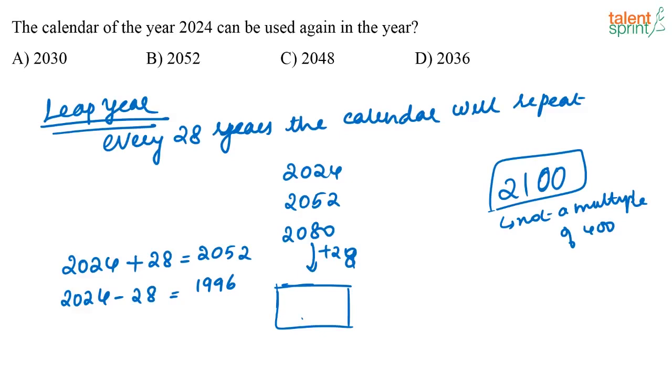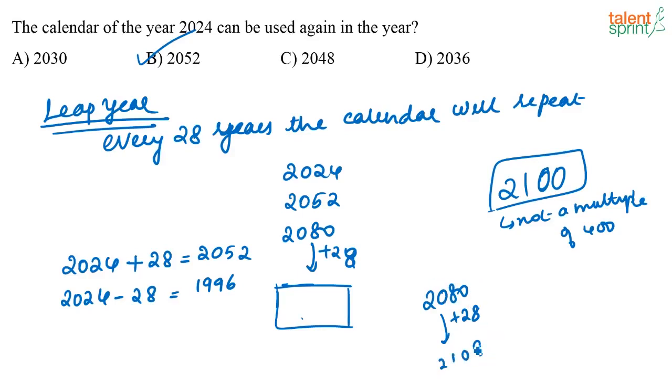For this particular question, directly you can say that for a leap year, after every 28 years the calendar will repeat. So directly you can take the answer as option B. But this clause also you should keep in mind. Don't just memorize that if there is a leap year, after every 28 years the calendar will repeat. For example, if they give you a calendar 2080, you should not just do 2080 plus 28. Whatever answer you get, what will you get?